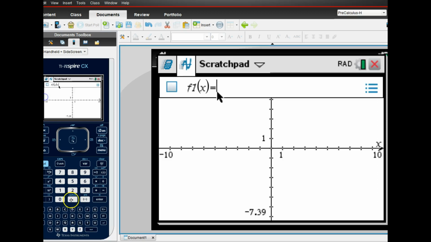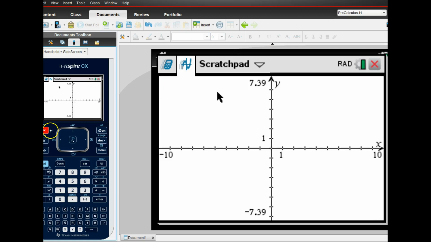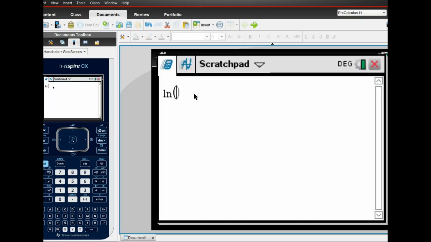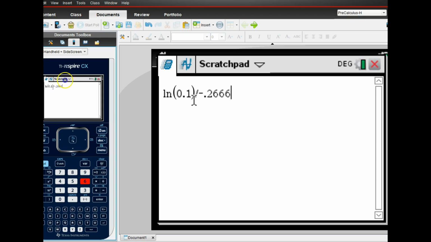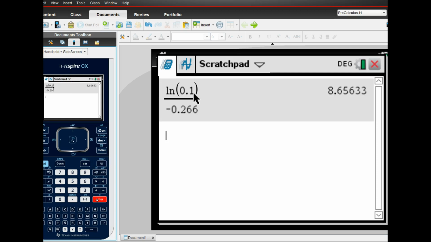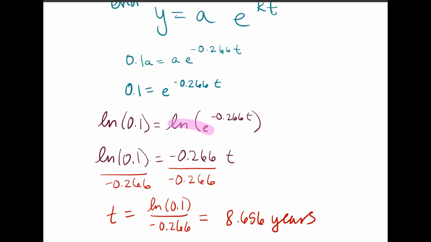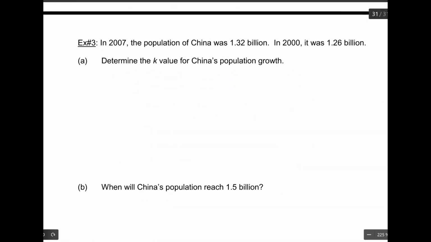So 0.1. Negative 0, no, it's not negative. 0.1. And then dividing that whole thing by negative 0.266. 8.656. Awesome. 8.656 years, cool.